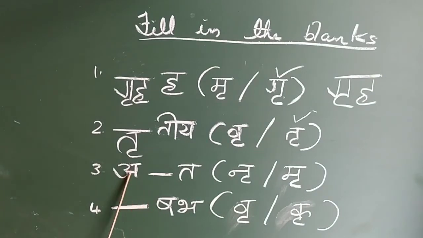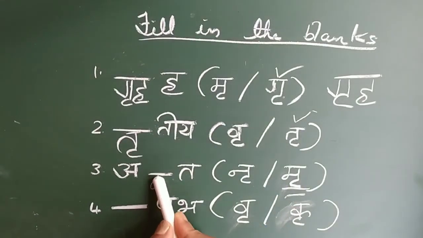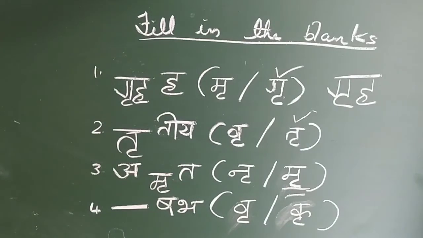Okay, now look here. A dash ta. In the bracket, nri and mri. See, anrud, amrud. Which is the right word? Amrud. Okay, so this is the answer, mru. See the last one. Dash shab. Vri or kri. Vrishab or krishab, which is the right word? Yes, Vrishab is the right word. So we have to choose this letter. Vrishab.